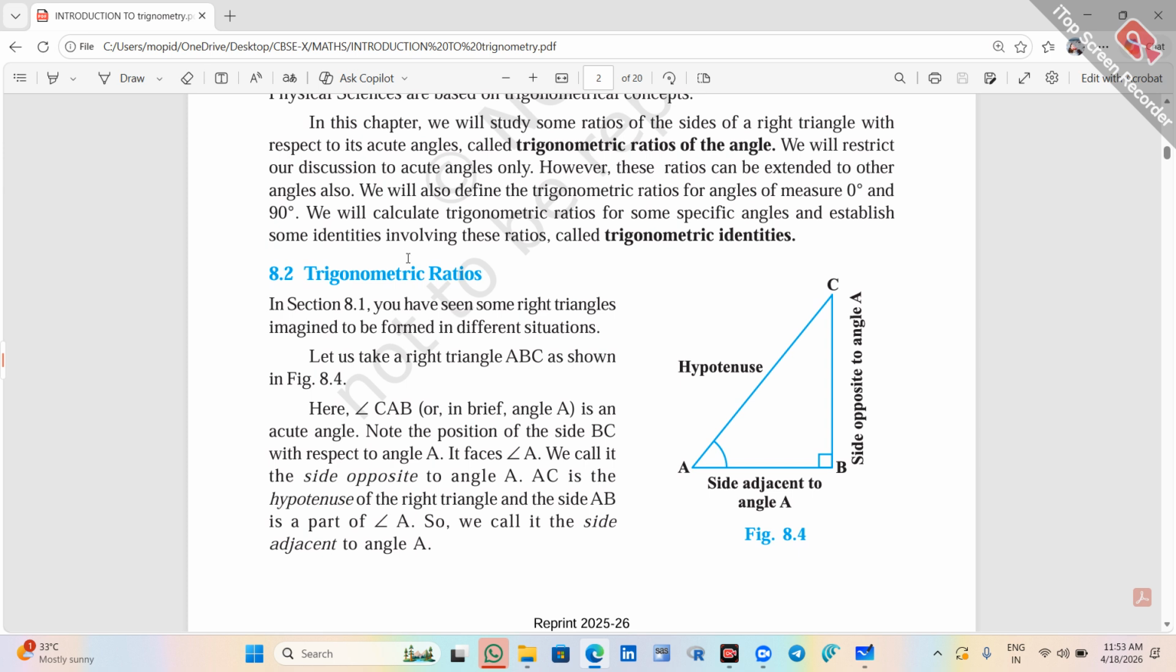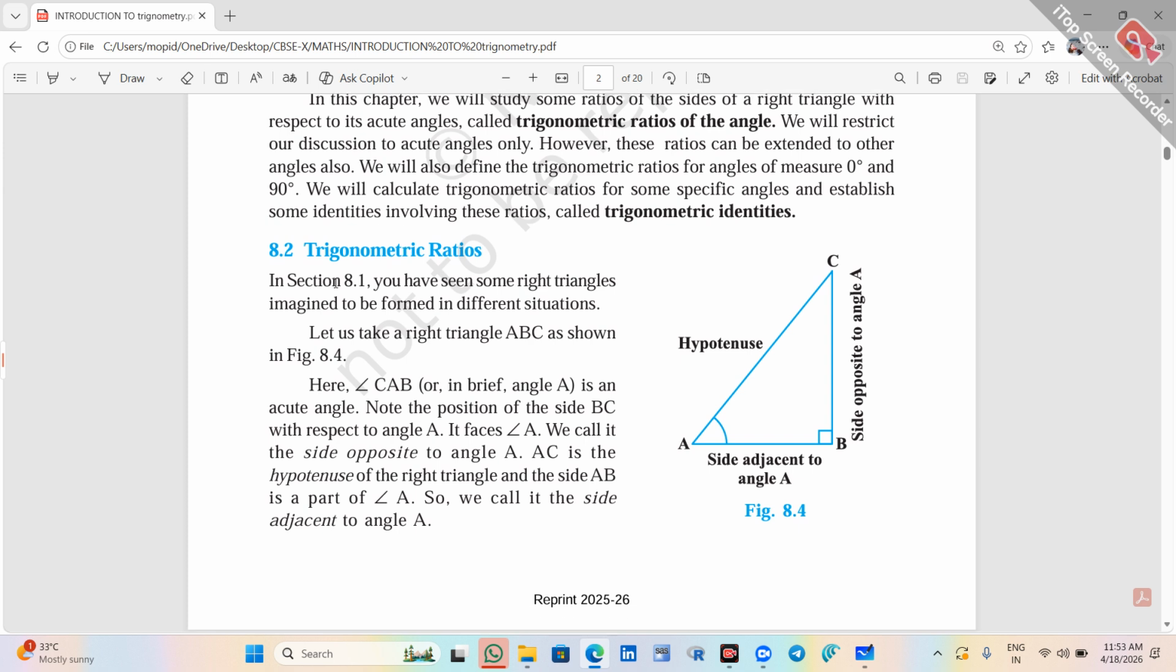See here, trigonometric ratios. In section 8.1, you have seen some right triangles imagined to be formed in such situations. Let us take a right triangle ABC as shown in the figure. In this, first, the basics of trigonometry: you should know about the sides of the triangle, which one will be the opposite side, adjacent side, and hypotenuse. This is the major basic for trigonometry.